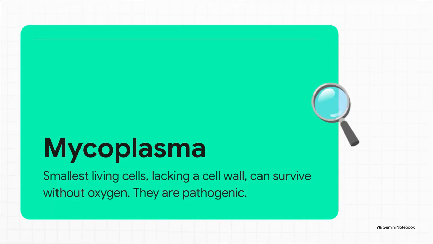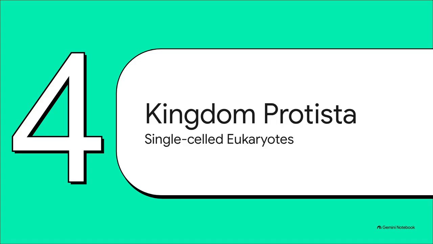But before we leave the bacteria behind entirely, we have to talk about nature's ultimate microscopic oddball, mycoplasma. These are officially the smallest living cells on planet Earth. But what makes them truly bizarre is that, unlike almost all other bacteria, they completely lack a cell wall. Because they don't have that rigid structure, they are highly adaptable shapeshifters. They can even survive entirely without oxygen. But unfortunately for us and for plants, this incredible adaptability also makes them highly effective pathogens that cause a variety of tricky diseases.